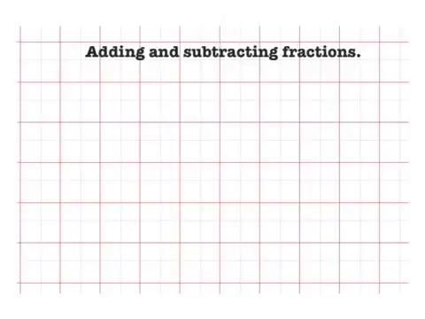Let's start with two fractions where the denominators are the same. For example, 3/4 add 3/4. Now, because the denominator is the same, it's fairly simple to add these two fractions together, but let me show you what that looks like as a diagram.